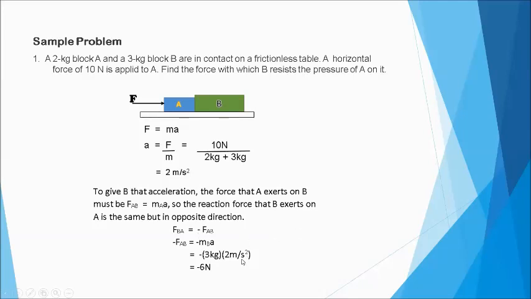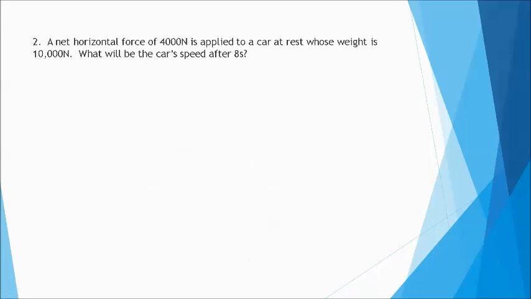Okay? So solving that out, we get negative 6 newtons. So in other words, the action force exerted by block A on B is 6 newtons. Okay? Yan. Tapos yung B on A is negative 6 newtons. Okay? Now, to indicate that it's in the opposite direction. Right? Let's have another example.